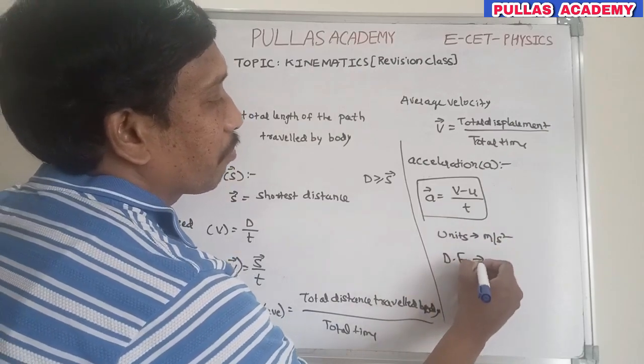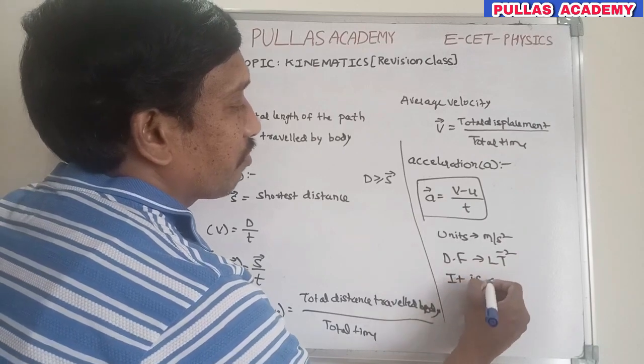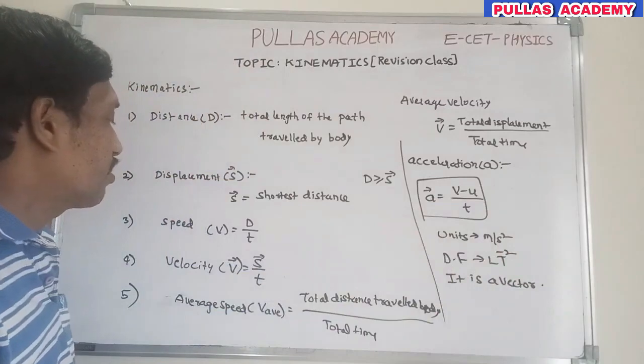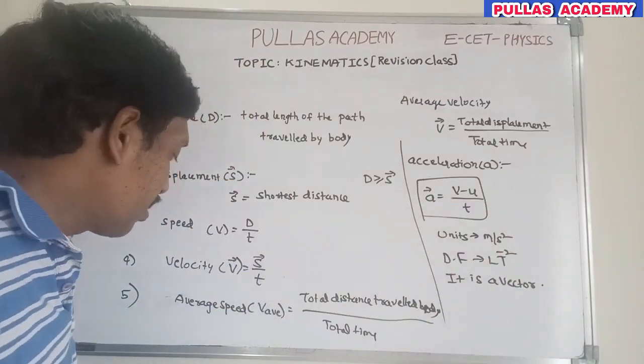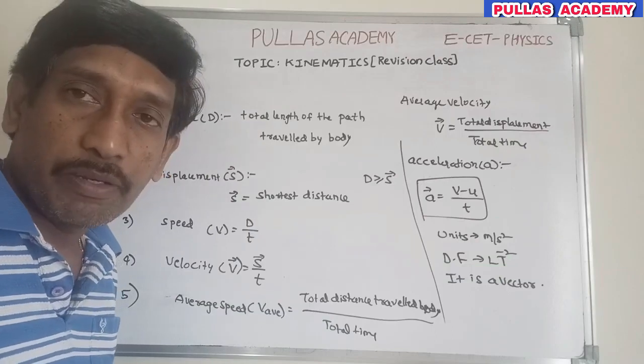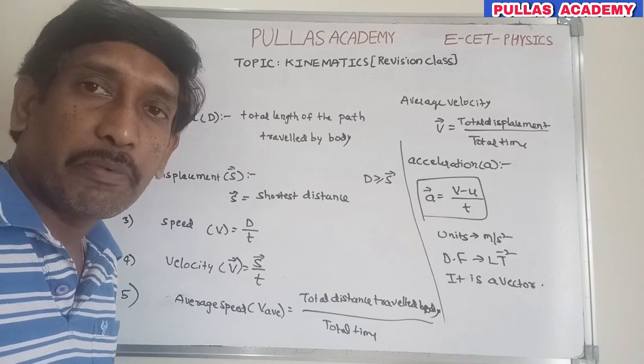Its dimensional formula is L t power minus 2. It is a vector. It is a what? Vector. This is about acceleration. Clear? Distance, displacement, speed, velocity, average velocity, acceleration. Okay, if any object is in acceleration, its velocity changes with time.